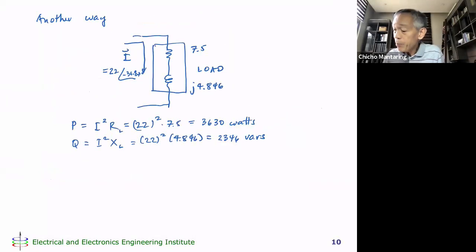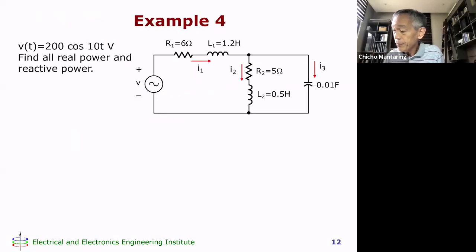Okay, let's take another example. Find all real power and reactive power. When I say all real power and reactive power, that is the real power and reactive power delivered by the source, and the real power and reactive power that is absorbed by this impedance, and by this impedance.